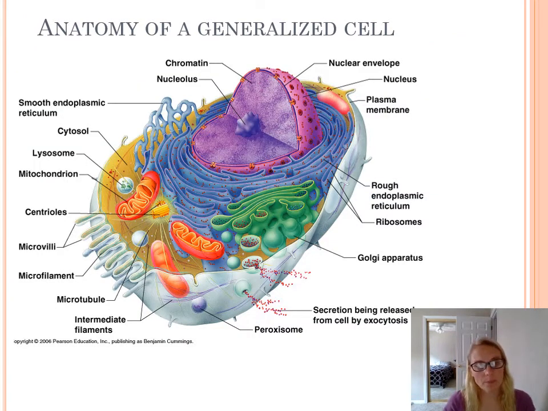Okay, so I brought the picture back of the generalized cell because the next thing in the notes is cytoplasm. The cytoplasm, or cytosol, is just a liquidy gel-like material that everything else is floating in. It's where your organelles and your nutrients and waste products are all just kind of floating around.